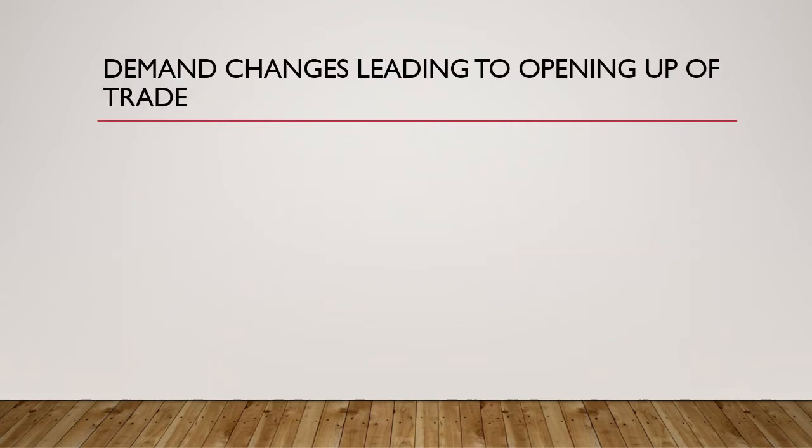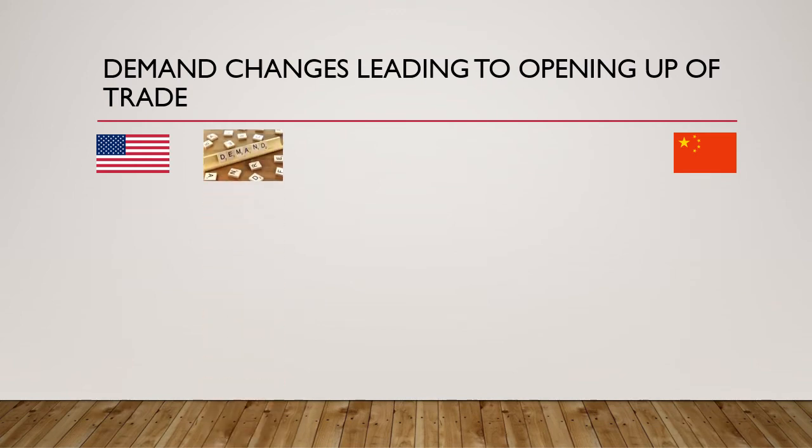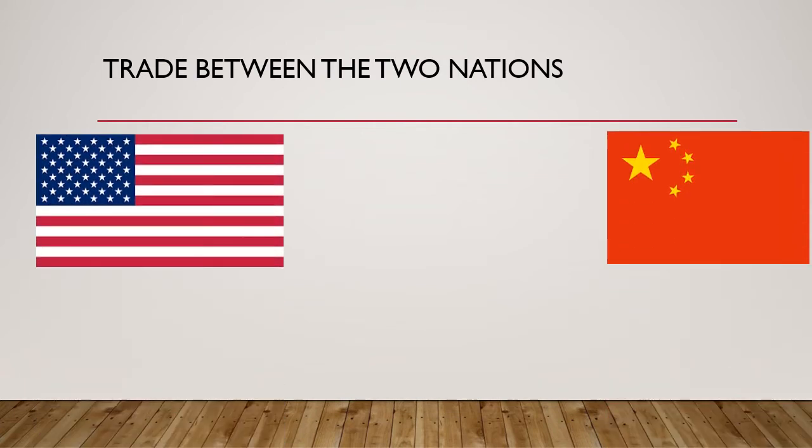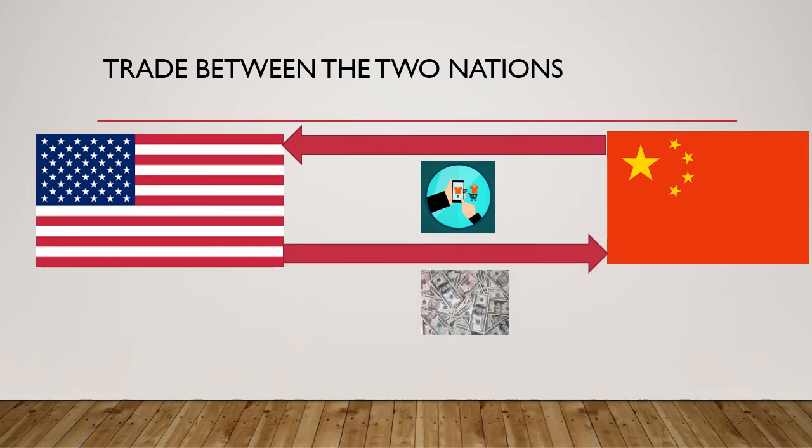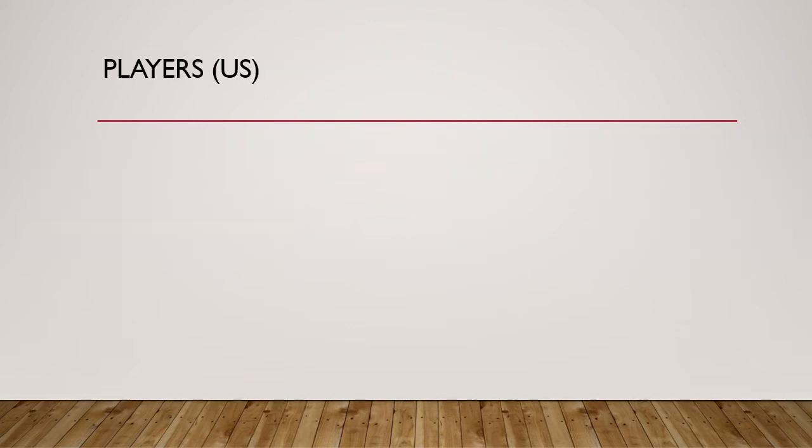Now let's bring international trade into the picture. How? In this case, let's assume now that the internal supply or internal production in the United States is not able to facilitate the overall demand in the United States. That would mean a trade with China. So now China would be shipping goods and services to the US, and in return the US would be sending dollars, or money, to China.